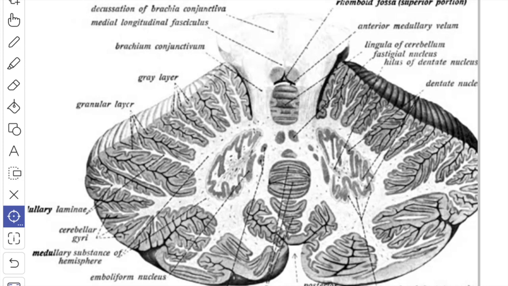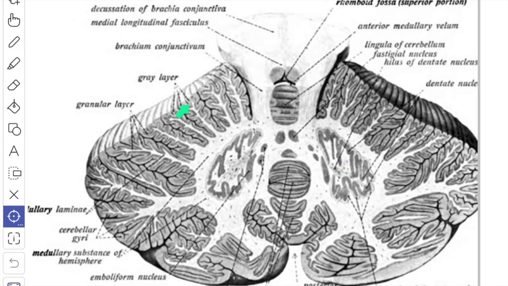The cerebellum is made up of a thin surface layer of grey matter, the cerebellar cortex, and a central core of white matter. Embedded within the central core of white matter are the masses of intracerebellar nuclei. So within the white matter you have the masses of grey matter which are known as the intracerebellar nuclei.